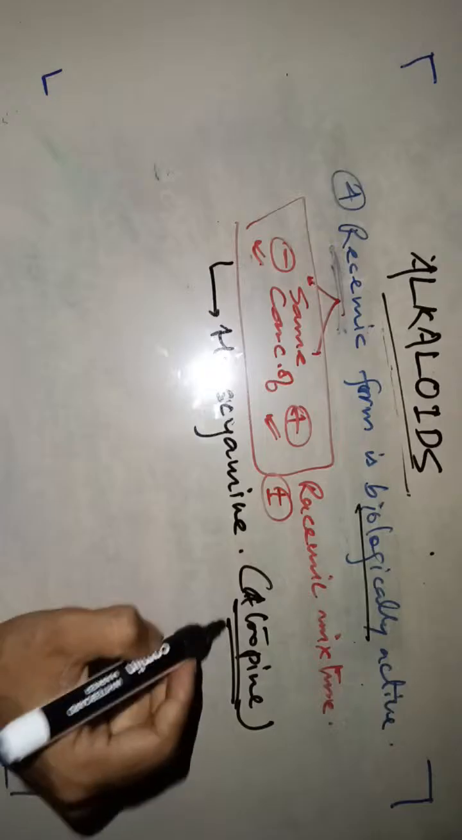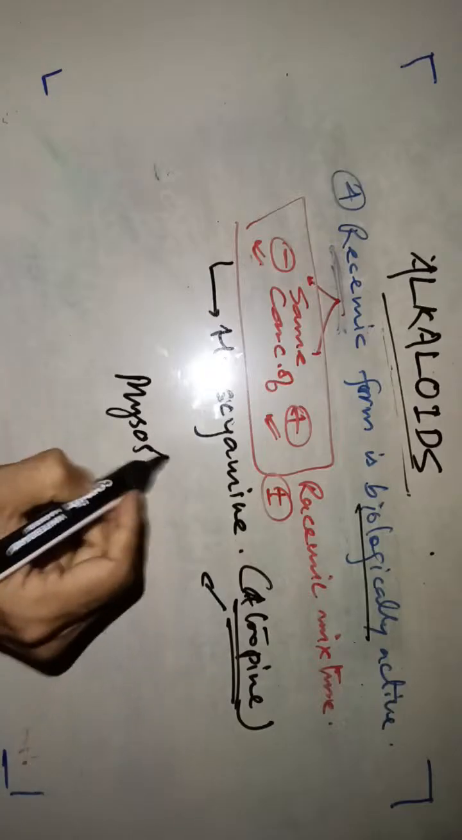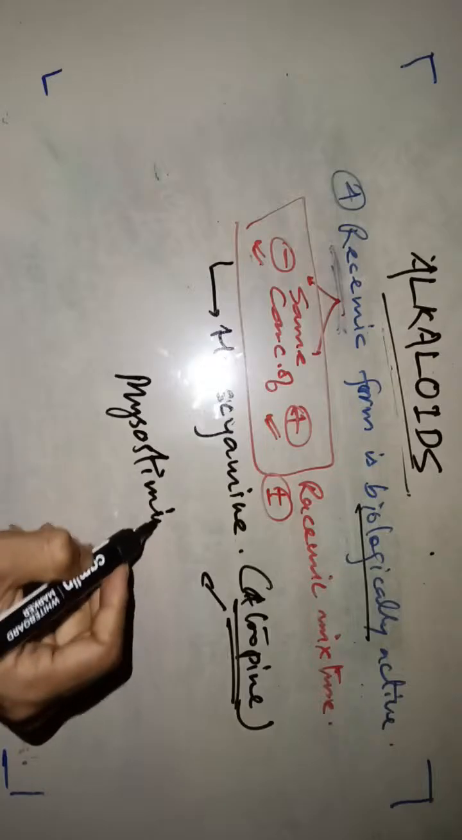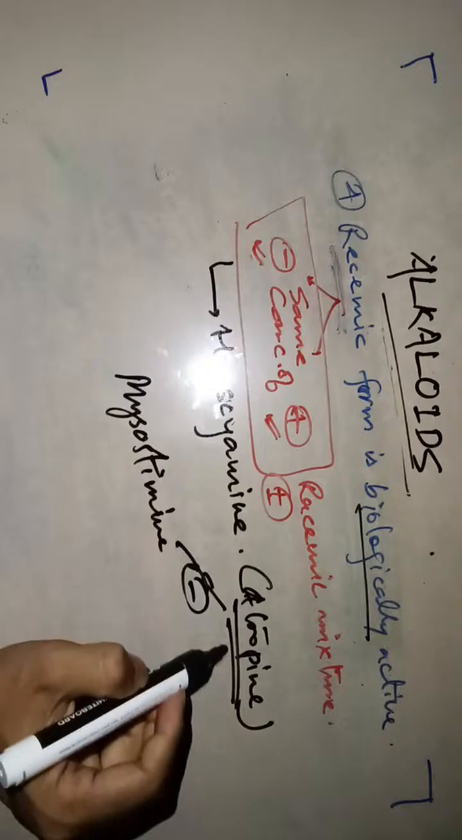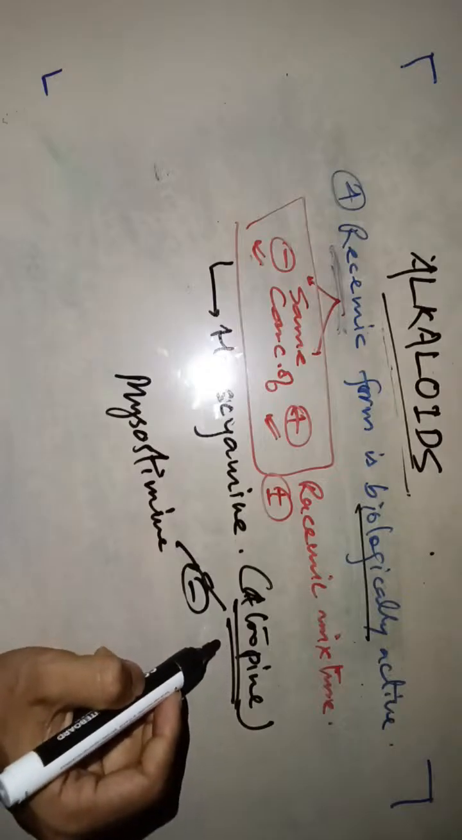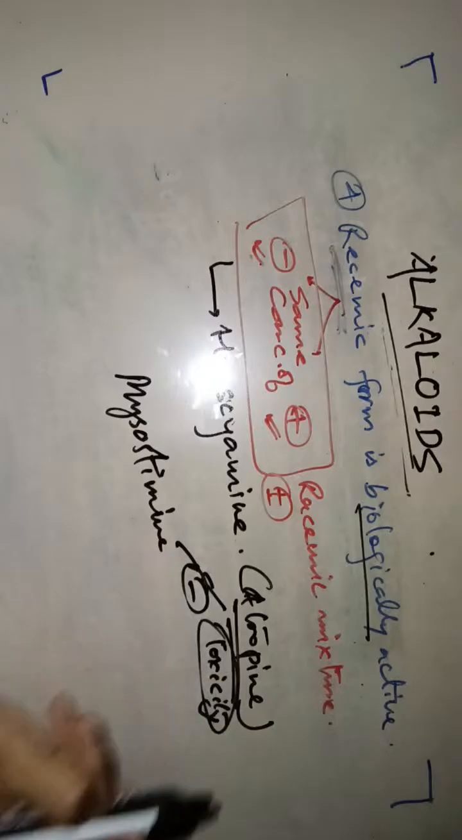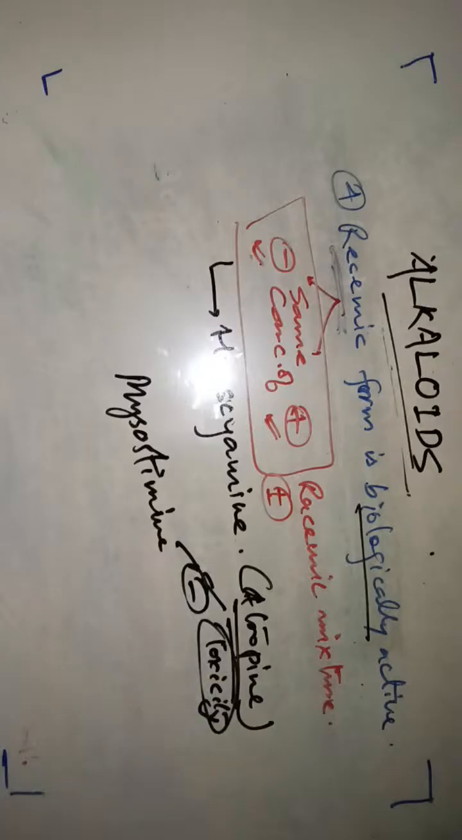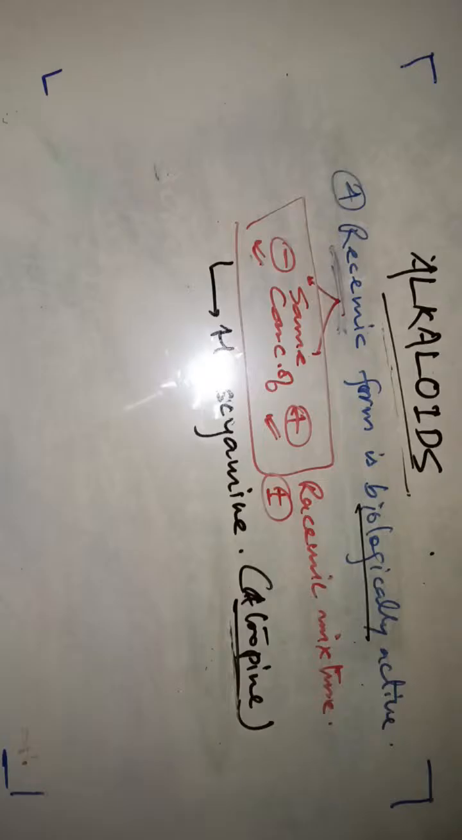And atropine: physostigmine is the antidote for atropine toxicity. So physostigmine is used as the antidote for atropine toxicity. Just for your information, I told you.